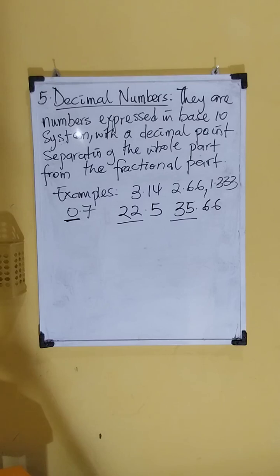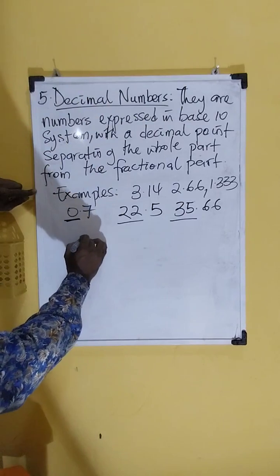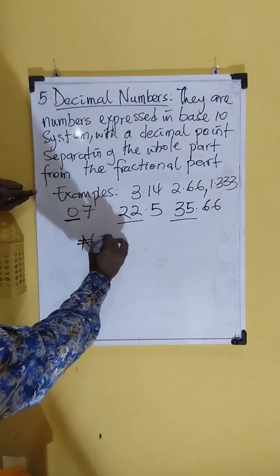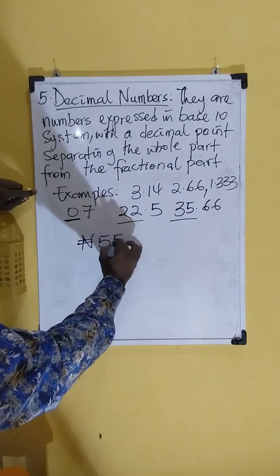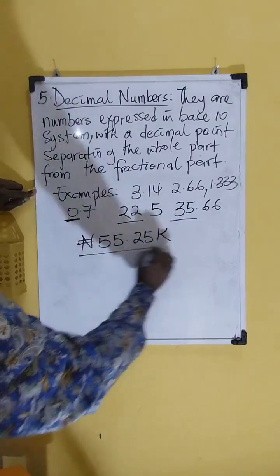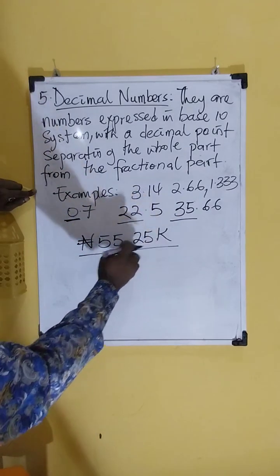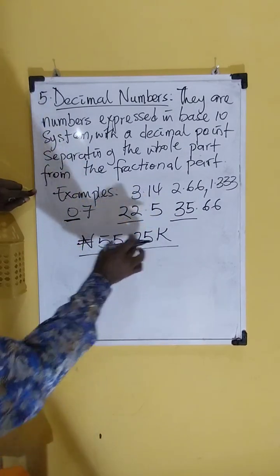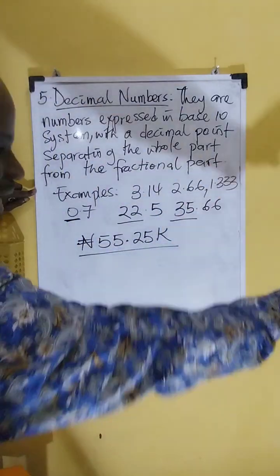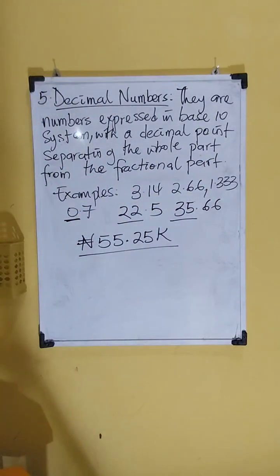So that is just what to know about decimal numbers. Other examples of a decimal number is 55.25 kobo. This is another example of what? A decimal number. 55 naira, 25 kobo. So they use a dot to separate the whole from the part. So this is the part. This is the what? The whole.